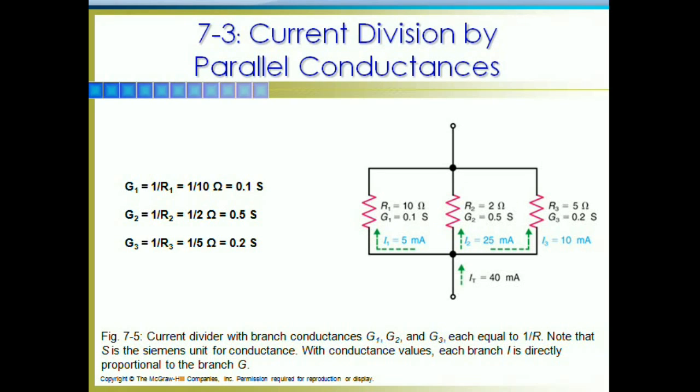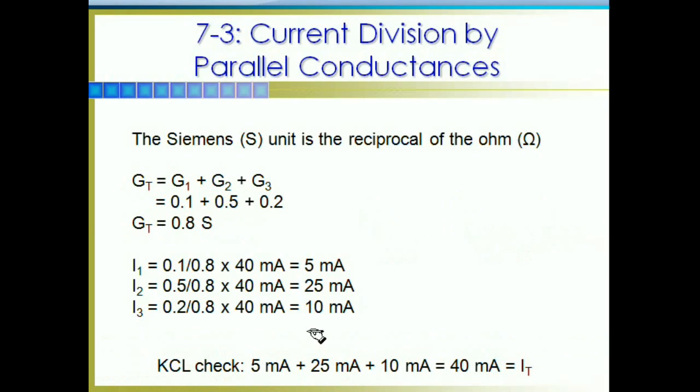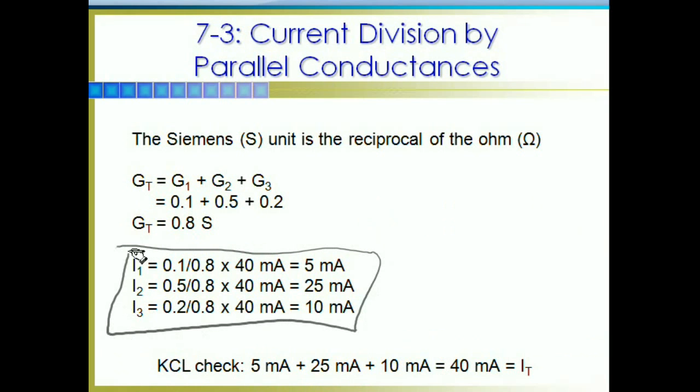All right, and I'm going down. There we go. And once again, this is the same calculations we just made a minute ago. And you see, if we did Kirchhoff's current law, we would see that 5 milliamps plus 25 milliamps plus 10 milliamps is going to equal 40 milliamps. You can always check your answers when you're done.